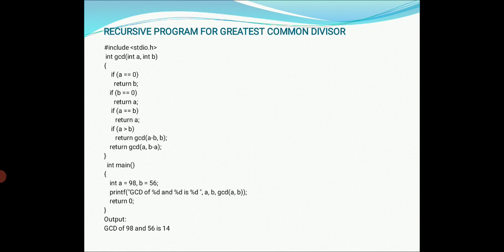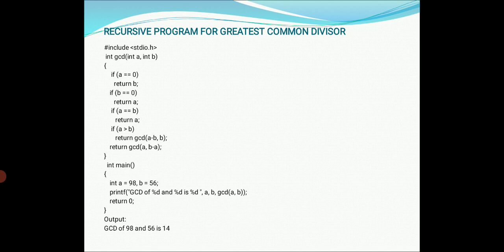Here the first statement is include stdio.h. The stdio.h is a header file. It contains a number of functions like printf, scanf, gets, puts, getchar and putchar. These are all included in the header file stdio.h. Then the next statement, int gcd(int a, int b).